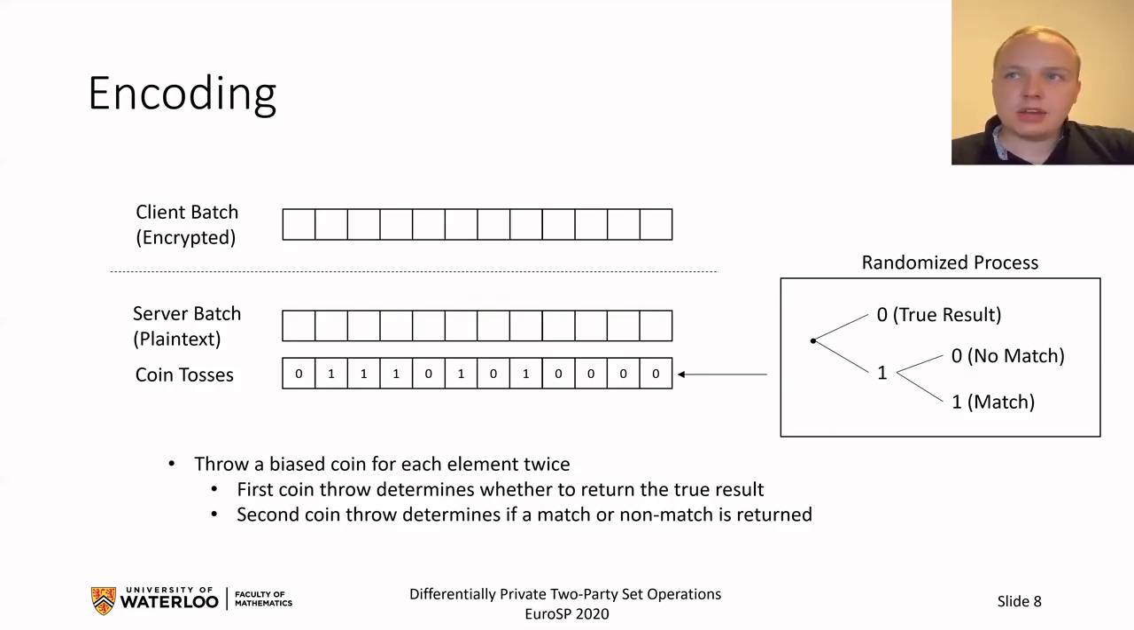and we apply a randomized process by using a biased coin toss, twice. So we toss a coin twice, and the first coin toss determines if we respond faithfully or not, and the second coin toss, which only happens if we do not reply faithfully, determines how we reply, either with a match or no match. Now the server replaces all the elements in which we reply non-faithfully with predetermined non-matches that always will turn out to be non-matches.